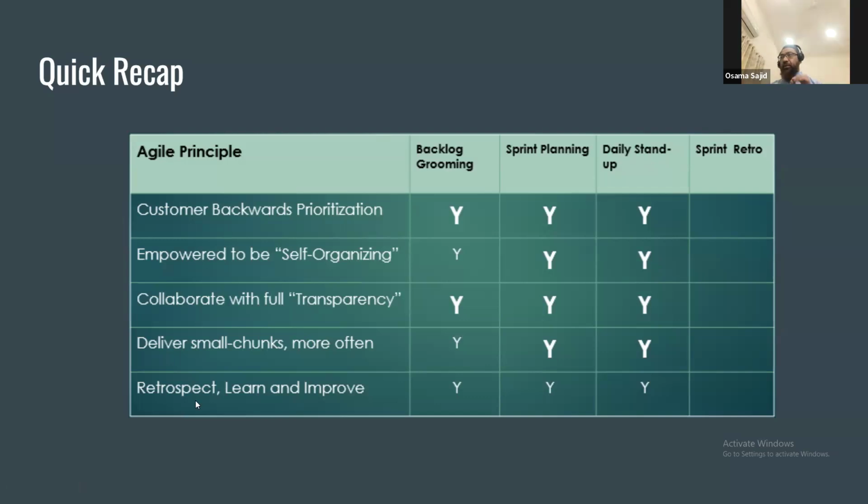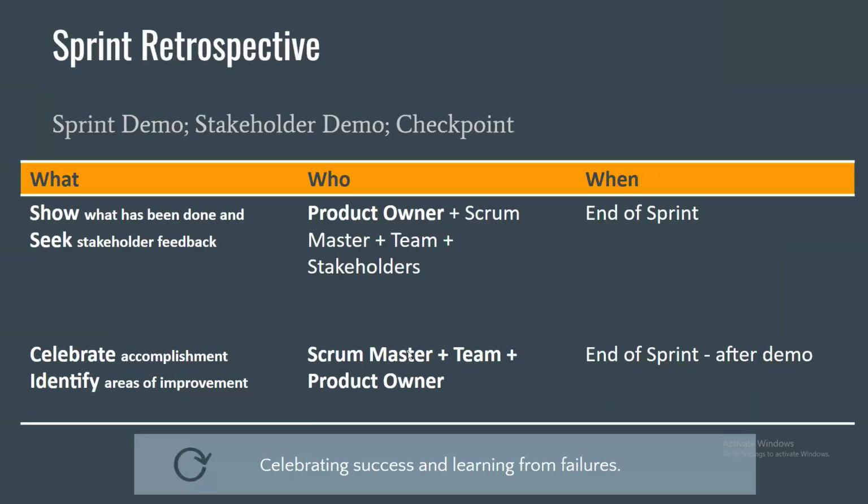So retrospective learning and improving is such an important principle that we have a specific ceremony for it, and that is called a sprint retrospective. It happens at the end of every sprint. There are two parts to it. In the first part, we usually do a demo, show what has been done, and seek stakeholder feedback. It's mostly product owner driven, while the Scrum Master, team and stakeholders are all present to see what has been done and give feedback. And we do it at the end of the sprint.